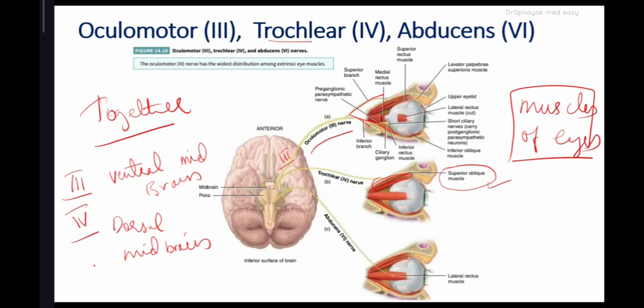Okay, and now the sixth cranial nerve, which is the abducens nerve. It is originating from the pons of the brain. And what it does, it is mainly innervating the middle part of the muscle, which is called the lateral rectus muscle. Okay, and this innervation of the abducens nerve abducts the eye, or pulls back the eye. Indirectly, it is also helping with movement of the eye.